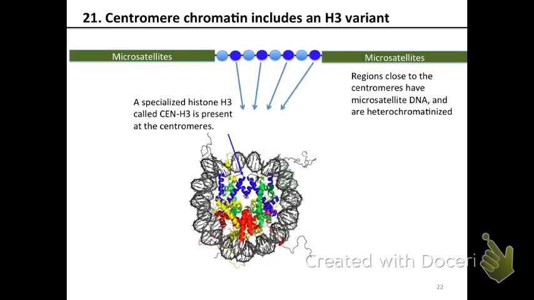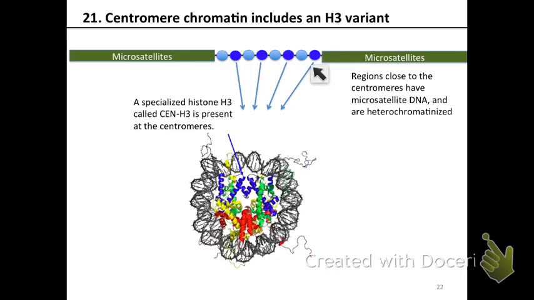So one example of a histone variant is called centromeric H3. So this is a histone H3 that looks very much like a histone H3, but has a few amino acid differences, and it's only deposited into the centromeres, and it functions at the centromeres. So the centromeres in humans look something like this. You guys remember microsatellites? You should. They are found at the pericentromeric regions that are close to the centromeres.